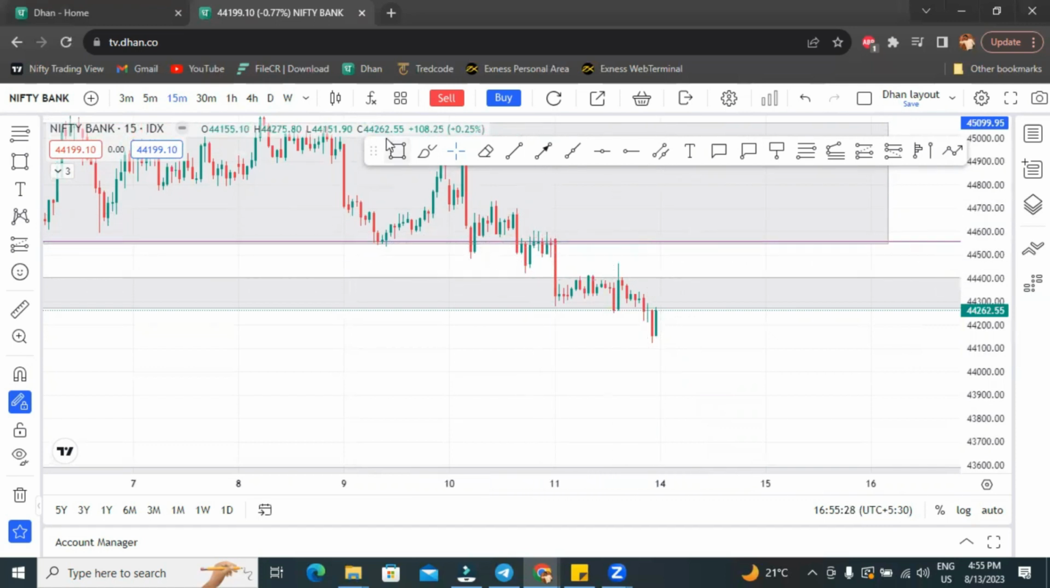From here, you can see that from this level we have got a very huge selling pressure, right? At this level, a single candle has made a very huge selling. So at this level, we'll wait for a bearish confirmation. Then again, we'll go for selling.